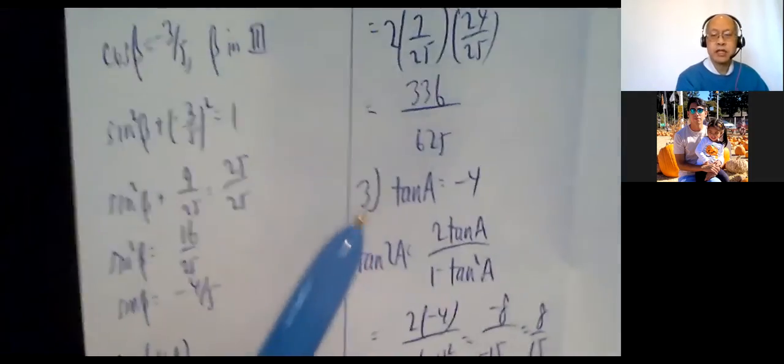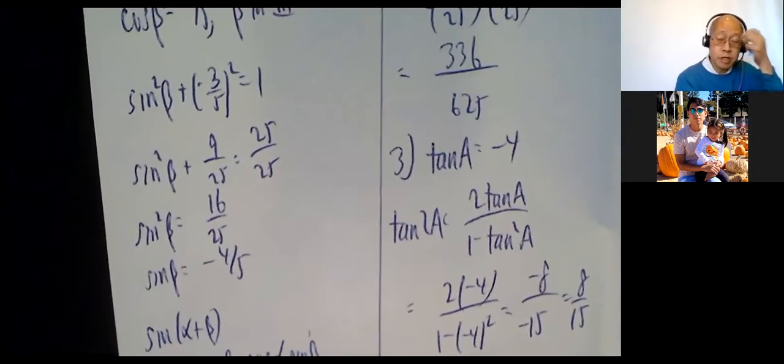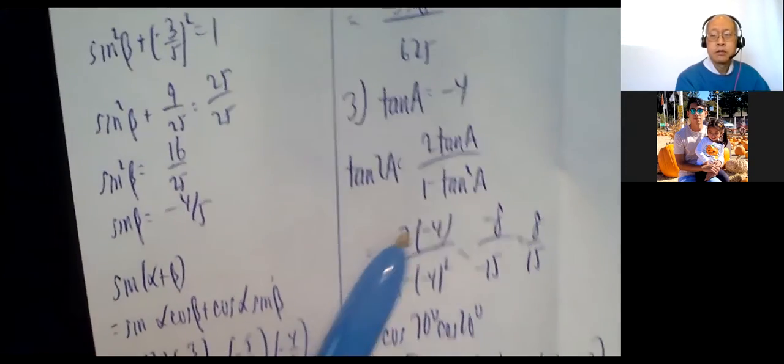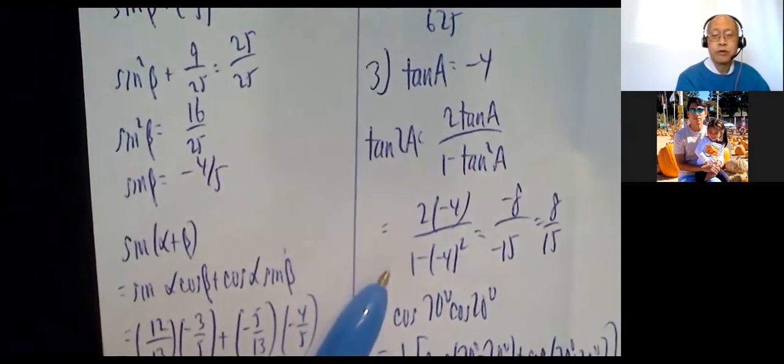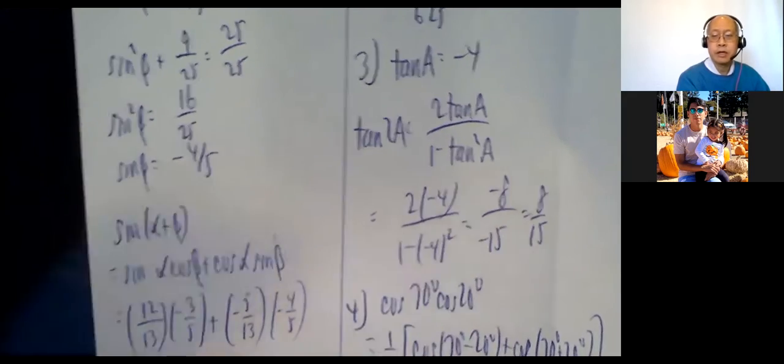Number 3, tangent of A is negative 4. Tangent of 2A, use the formula. 2 tan A over 1 minus tangent squared A. 2 times negative 4 over 1 minus negative 4 squared. Negative 8 over negative 15, 8/15.